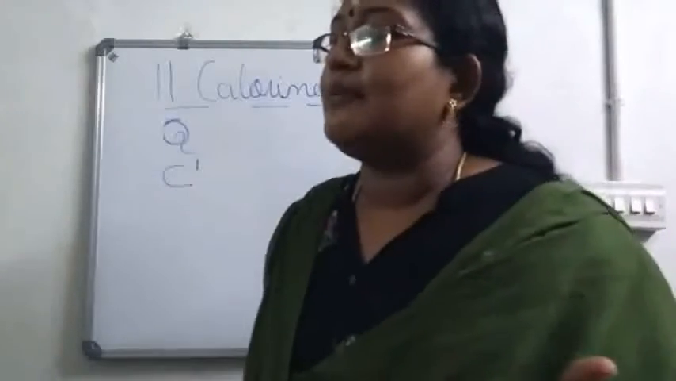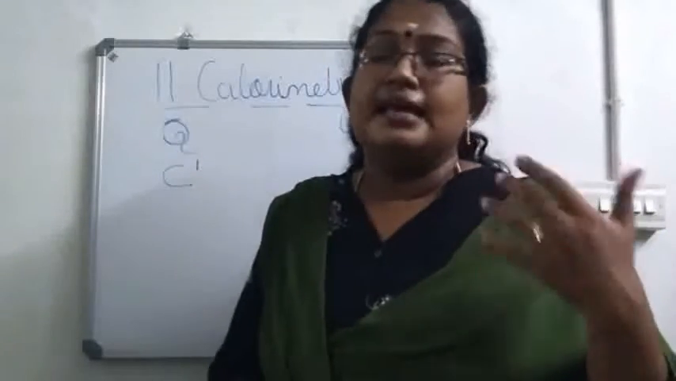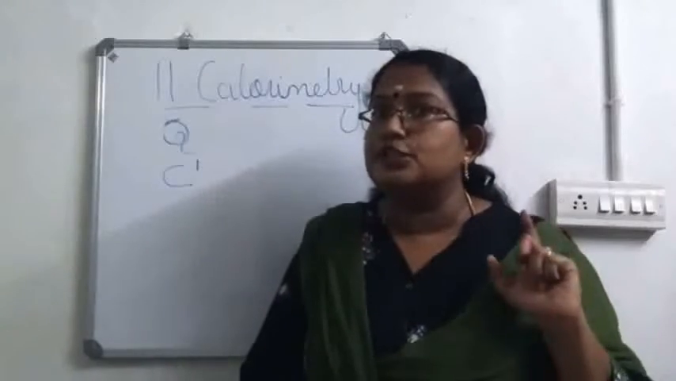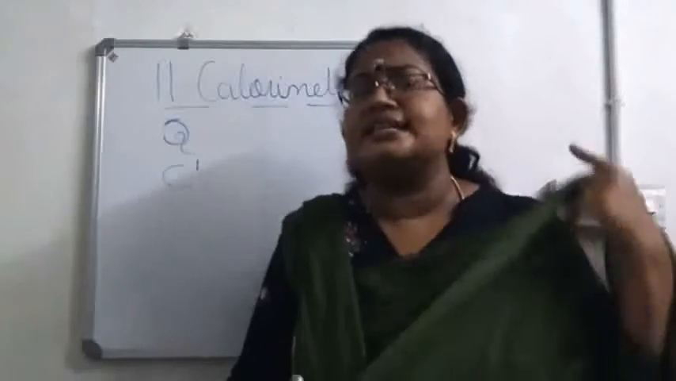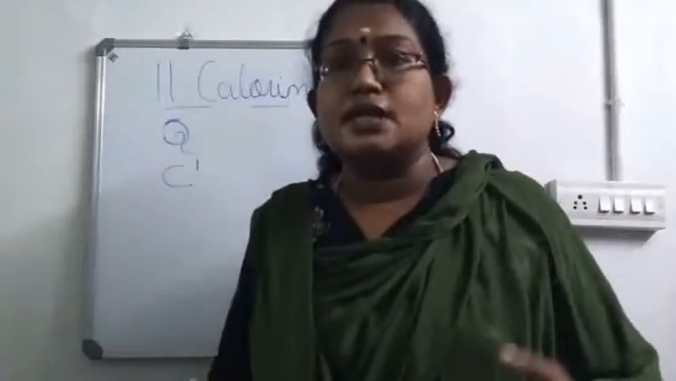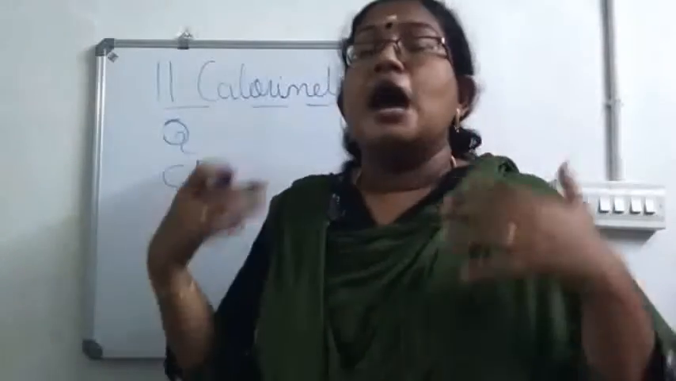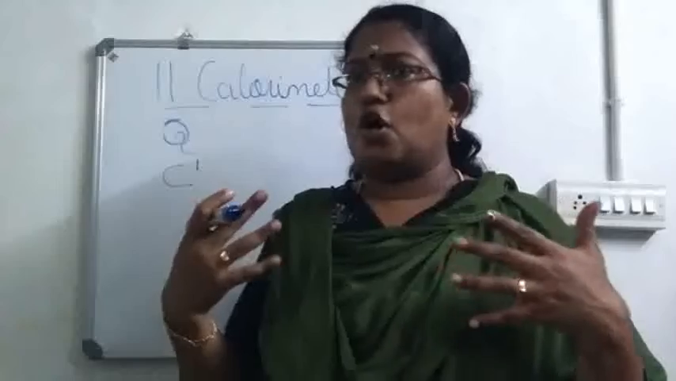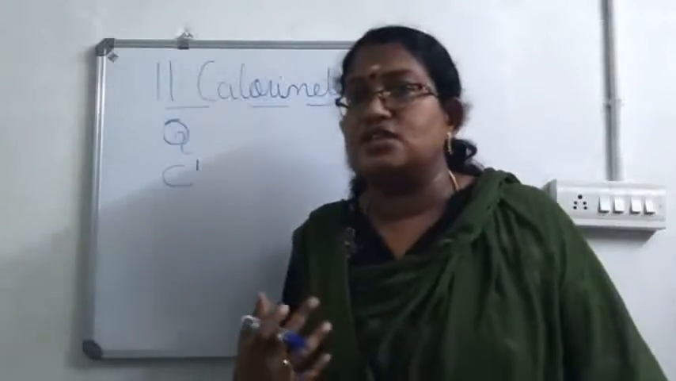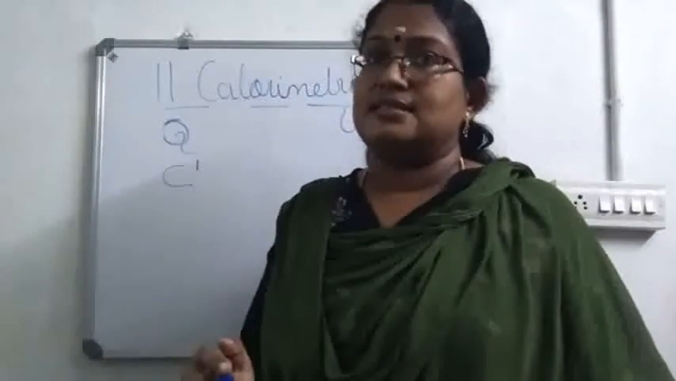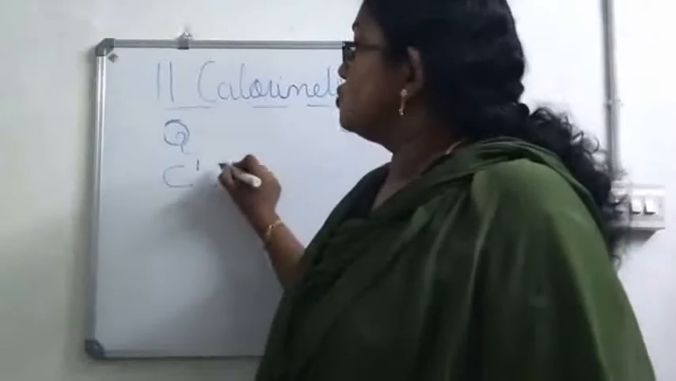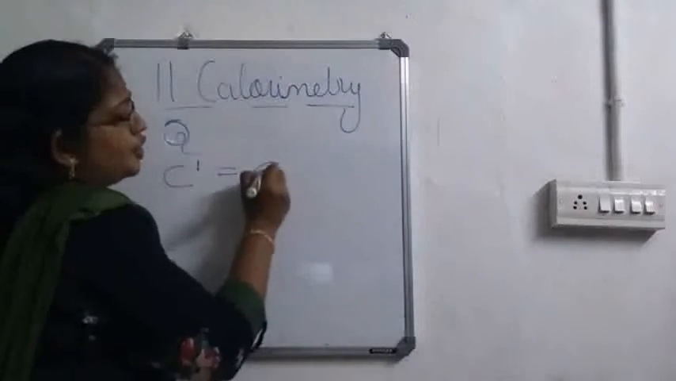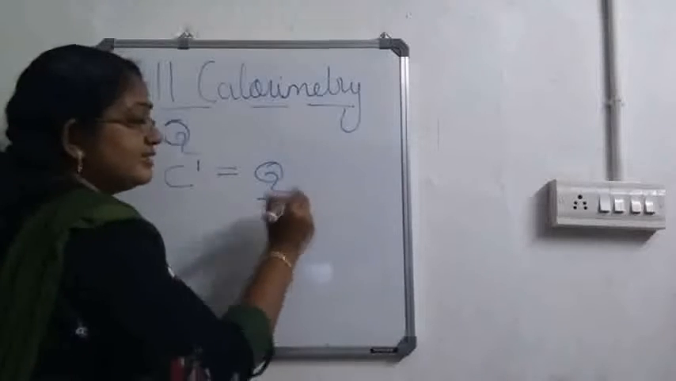And what is heat capacity or thermal capacity? It is the amount of heat energy required to raise the temperature of a substance through 1 degree Celsius. How much heat energy is required to raise the temperature of a body by 1 degree Celsius? That is heat capacity or thermal capacity. So, what is its equation? C dash is equal to Q by delta T.